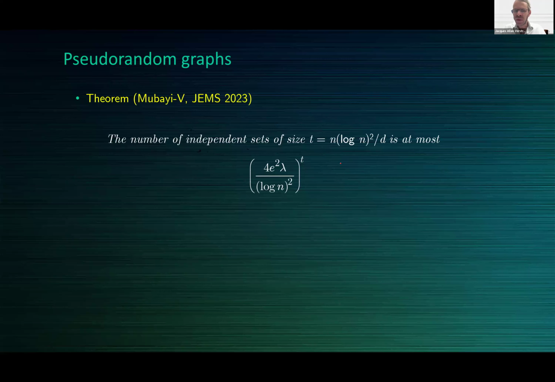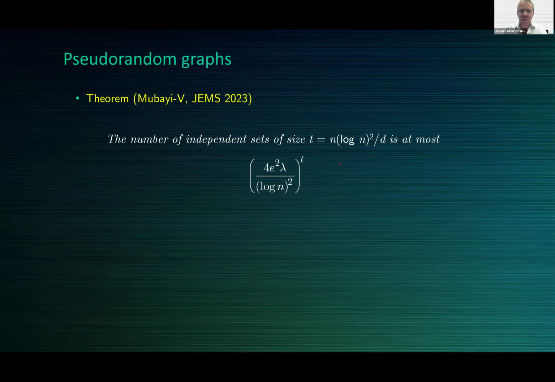The number of them is controlled by that number lambda. Right? It's no more than about lambda to the t. Right? So compare that to d to the t. When you count independent sets of size n over d plus 1, you're now dropping to lambda to the t when you count these independent sets that are slightly bigger.